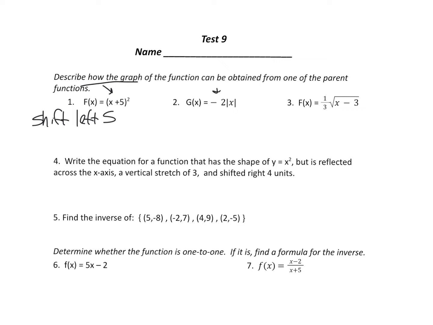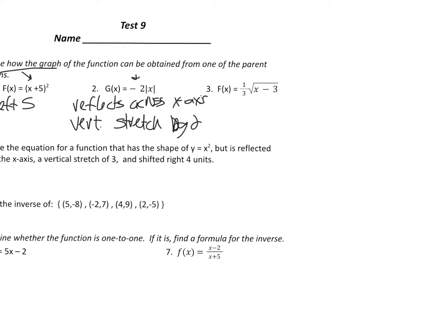This one's got two things going on. It's got a negative in the front. Don't forget negative in the front. Front means it reflects across the x-axis. And then it's got a 2 in the front also, which is bigger than 1, which means it's a vertical stretch by that number. Vertical stretch by a factor of 2, or by 2. I should put by 2, sorry. That says by 2.